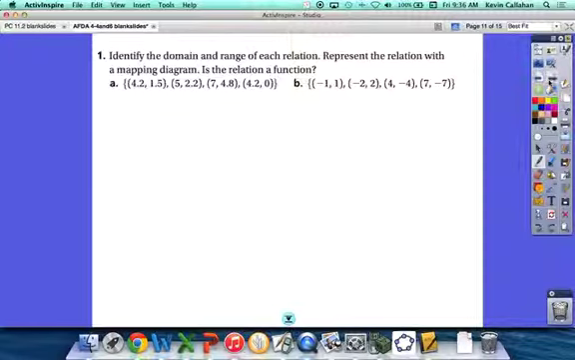Let's see, look at the x values. 4, 2, and 5 and 7 and 4, 2. Is it a function? Not a function.